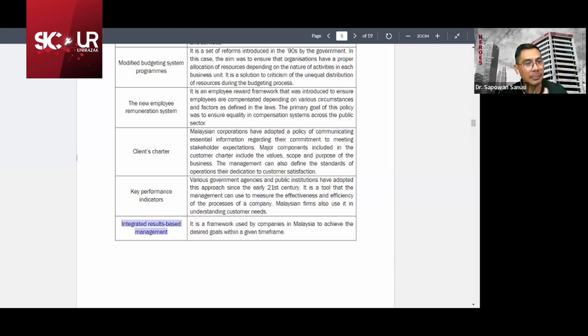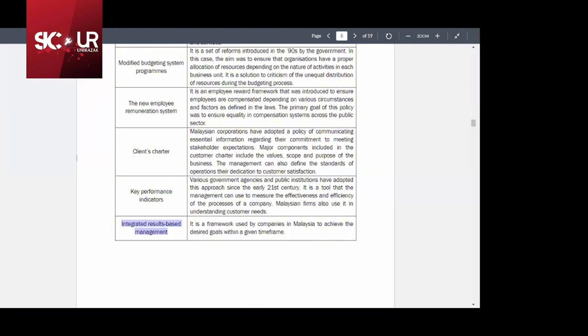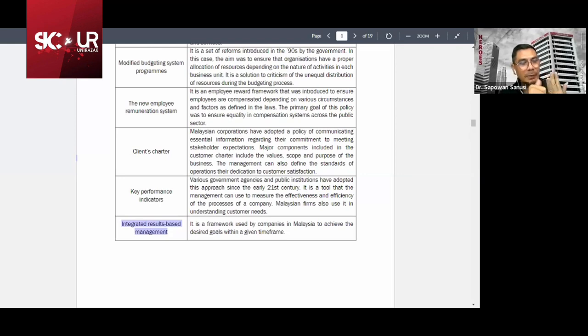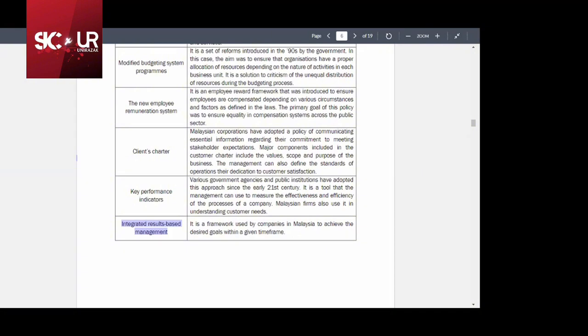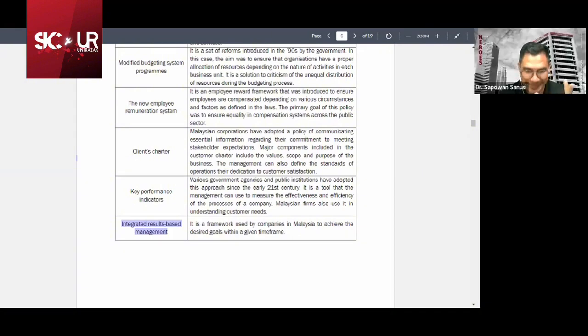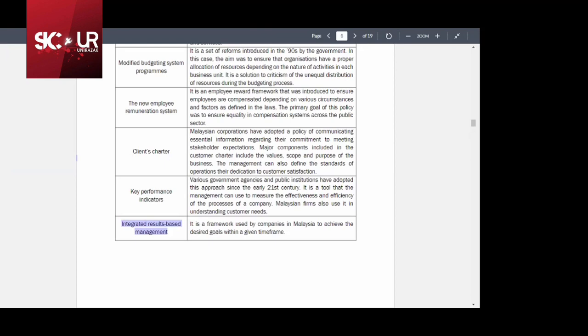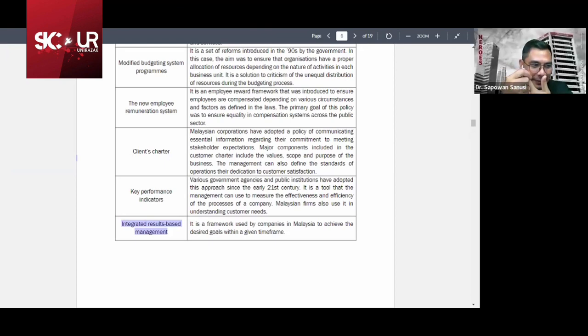Dia ada 5. Progressive. Good governance. Good governance nombor 4. Okay, perpaduan, good governance. Good governance dalam bahasa Perdana Menteri apa? Tata kelola. Tata kelola. Apa tadi? Ada 2 lagi guys. Selepas progresif. Come on. Ada 2.